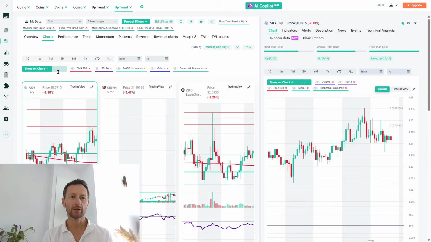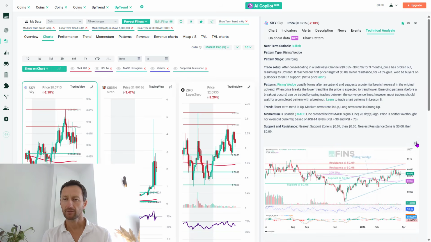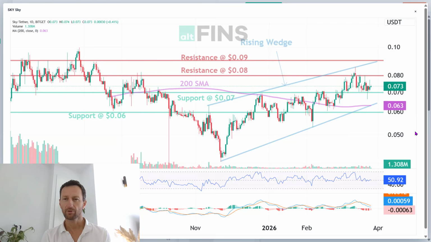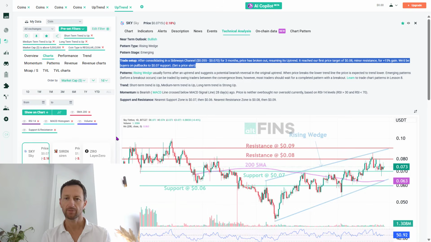I believe we also have a technical analysis on it. Okay, right here. Based on this, there's also a rising wedge. The conclusion is more or less the same: 7 cents or so is probably an interesting entry, with the exit at a price target of 8 cents. That's also in the trade setup here that you can find.